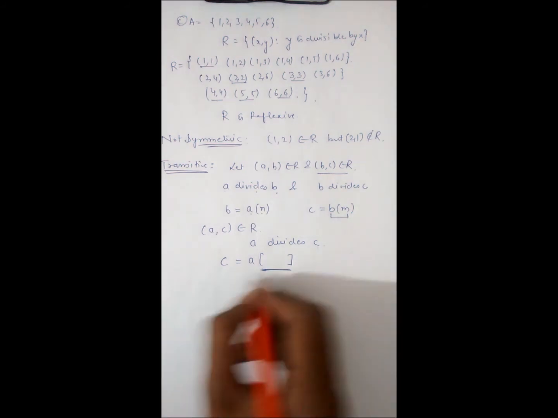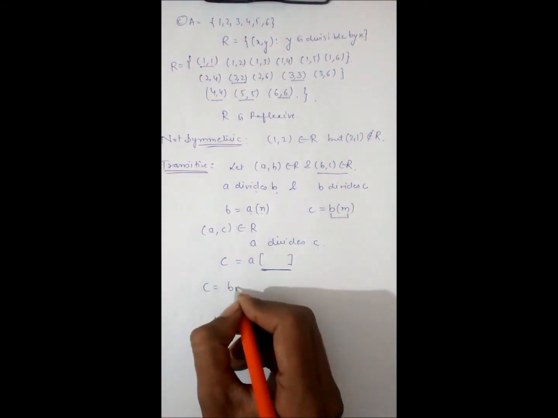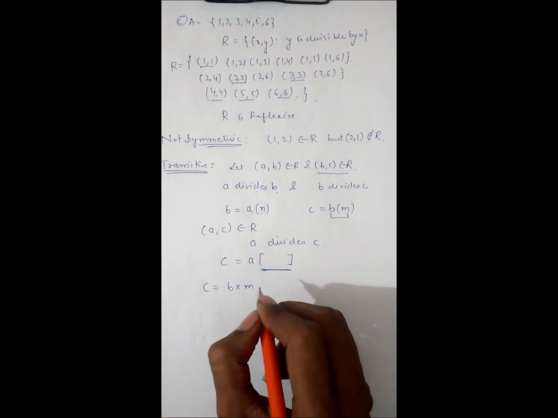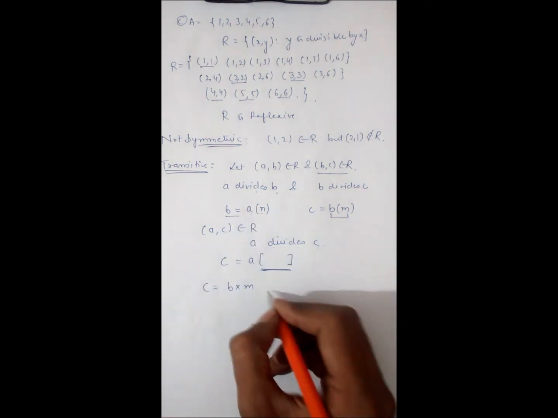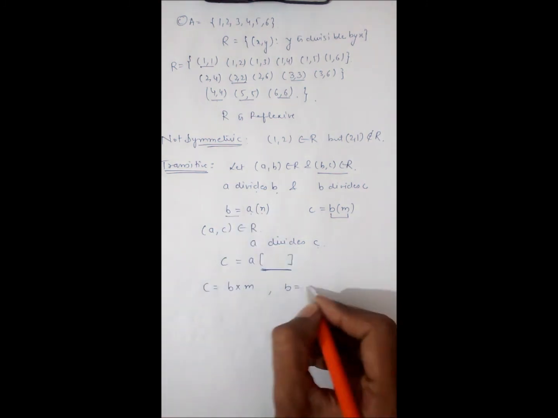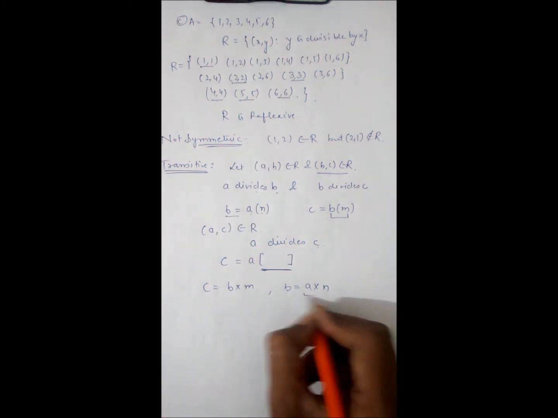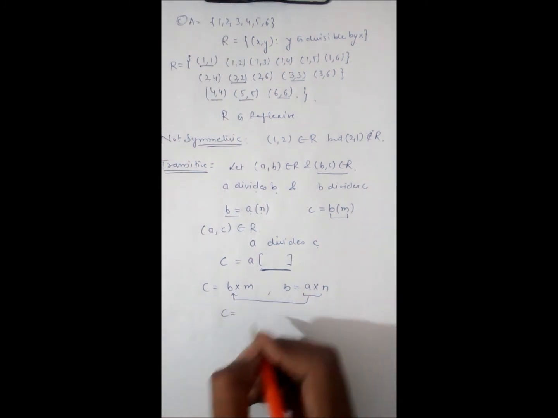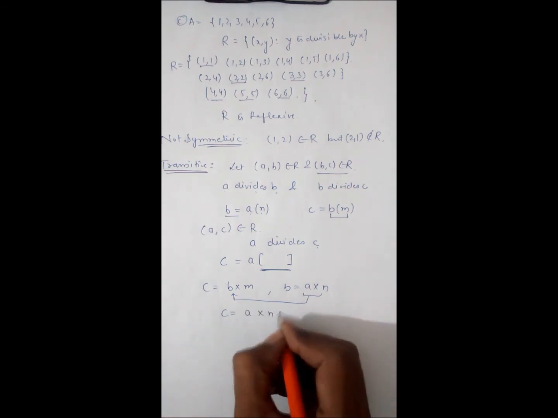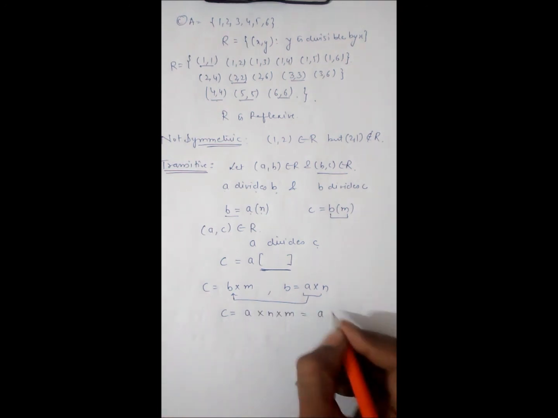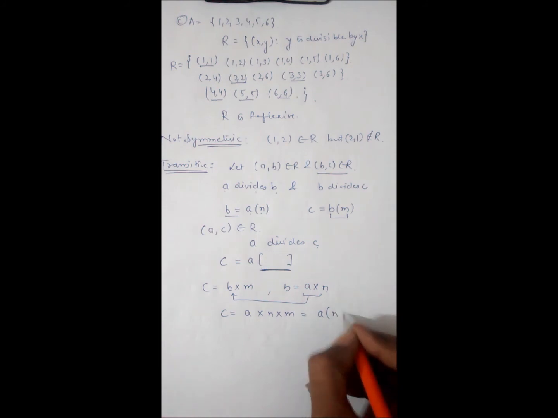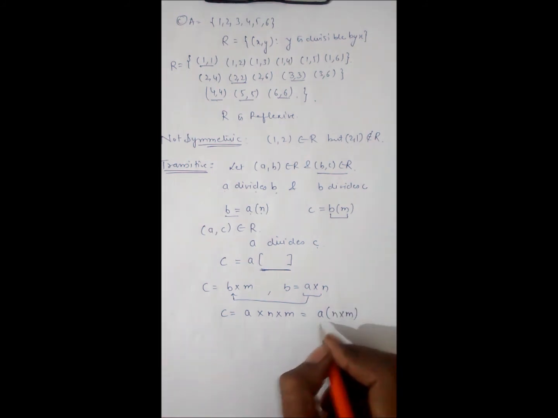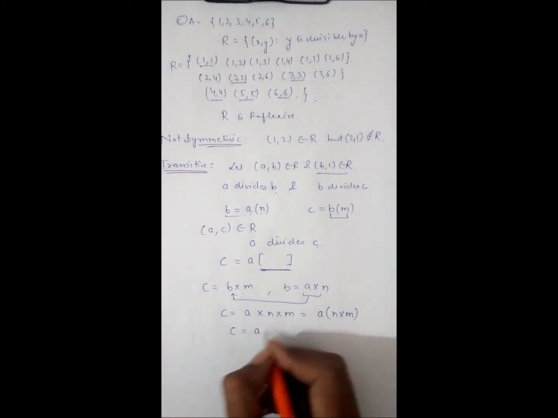Observe that C equals B times m, B cross m. This is my observation. But what is my B? My B equals A cross n. So I can use this value for B. Then I'll get C equals A cross n cross m, which equals A times (n cross m). This shows that C is divisible by A.